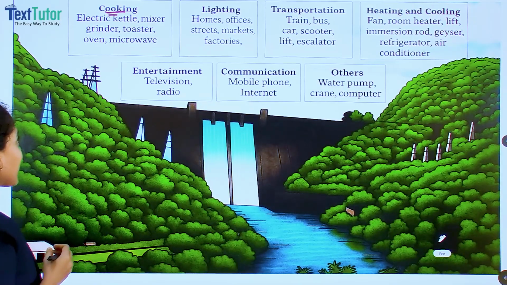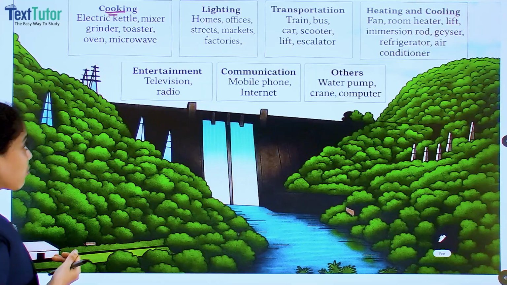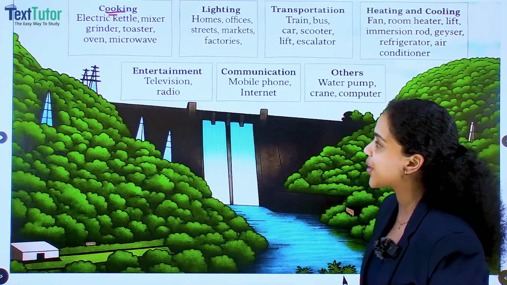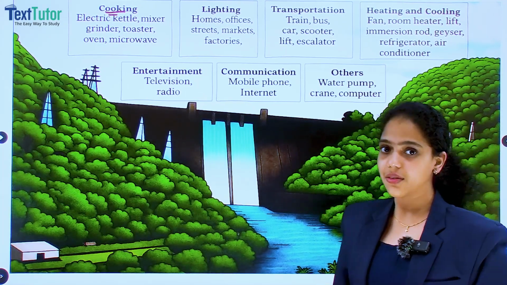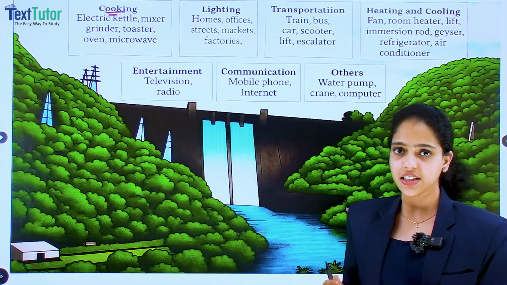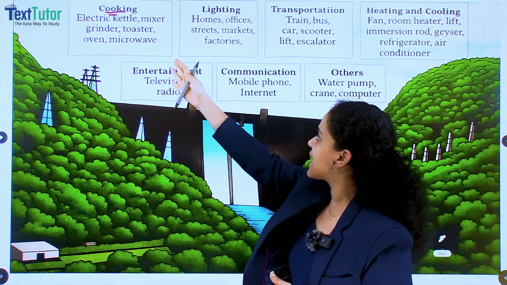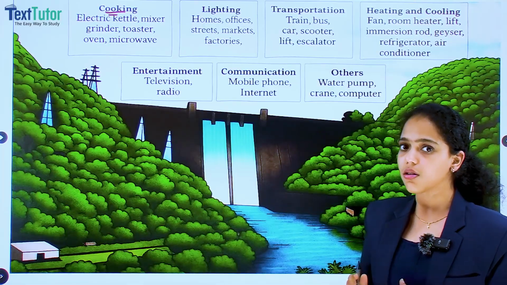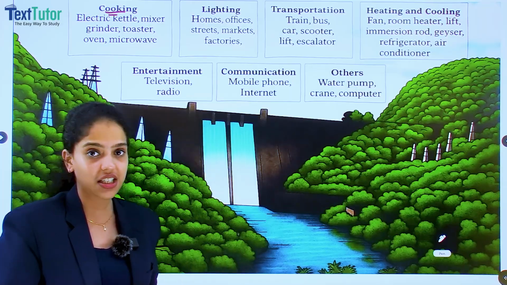In the first table we can see that for cooking we use electric kettles, mixer grinder, toaster, oven and microwave oven. For cooking we use electric kettles which use electrical energy. In the mixer grinder we have in our home, electrical energy is converted to mechanical energy. Then we can see the toaster. The toaster also uses electrical energy to toast, and the electrical energy is converted to heat energy.